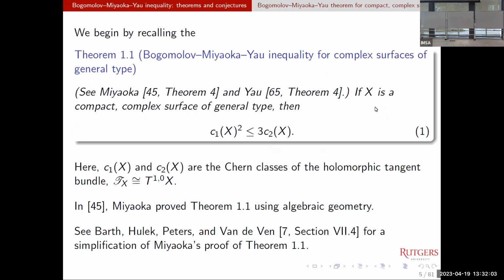All right, so let me begin by talking about the inequality. This is something that was proved essentially independently by Yau and by Miyaoka, using methods of geometry. Given a complex surface, you have this inequality. There's a nice exposition of this, which is really short, about 12 pages. There's also a simplified version of it in the book by Barth.